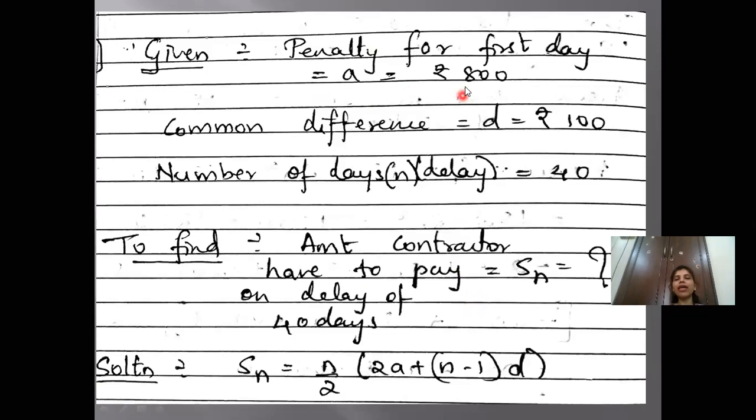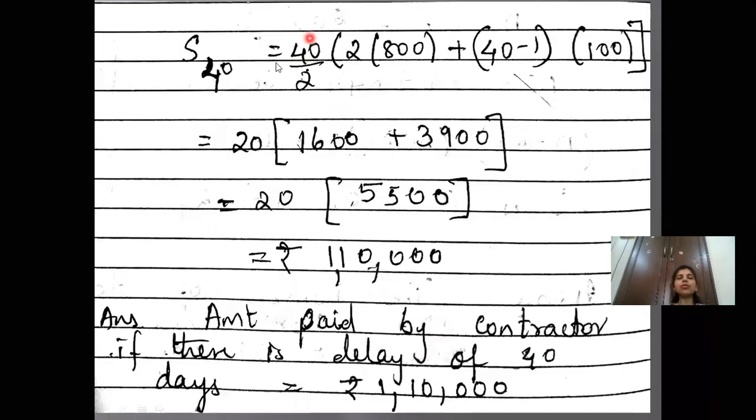So how to go about it? a value is rupees 800, d is 100. Number of days delay is 40 days, so n is 40. So the amount the contractor has to pay is Sn. So we'll calculate Sn by using the formula n upon 2 bracket 2a plus n minus 1 d. Now we substitute as 40 upon 2 bracket 2 into 800 plus 40 minus 1 into 100. 40 minus 1 is 39, 39 into 100, 3900. 2 into 800 is 1600. When we add this, we get 5500. 5500 into 20, we get 1,10,000 rupees you'll have to pay for the delay of 40 days.